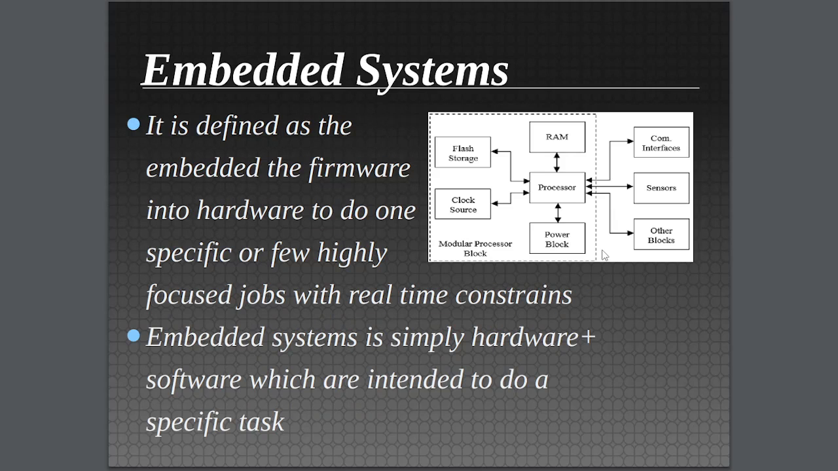Now let us see about embedded systems. An embedded system is firmware in hardware to do specific or highly focused jobs with real-time constraints. It is simply a mix of hardware and software intended for a specific task. That means to do a specific task, it is a combination of hardware and software. By mixing these two, we are able to do a specific task. This is known as an embedded system.